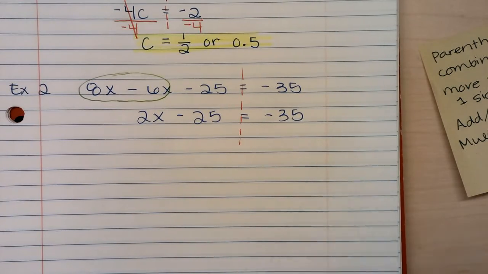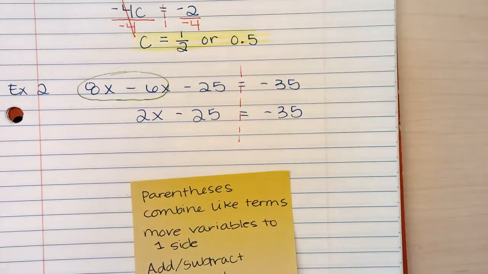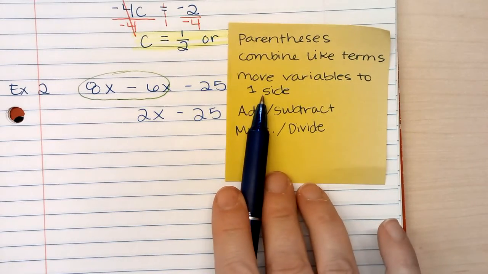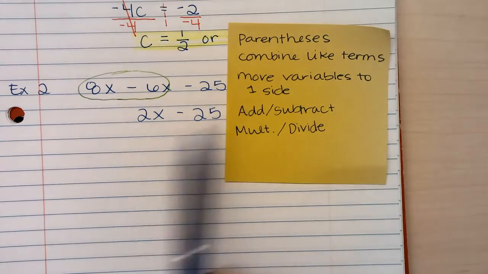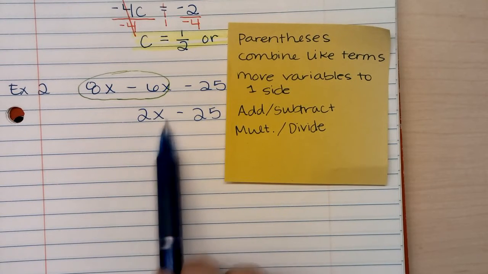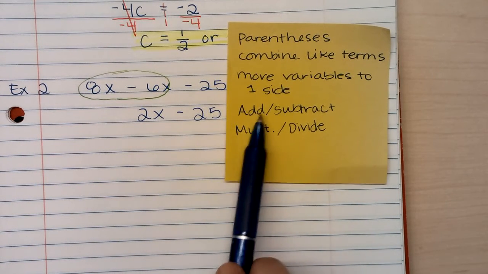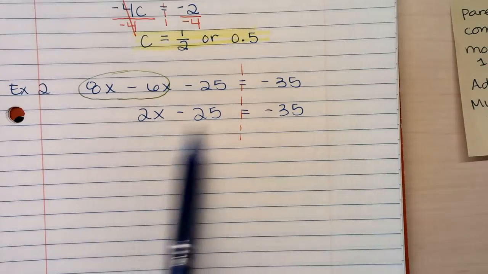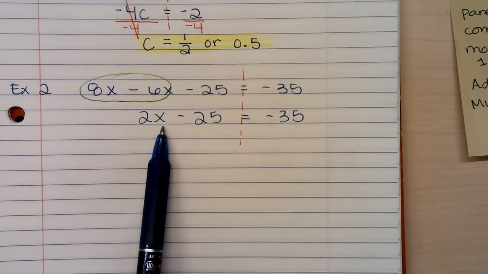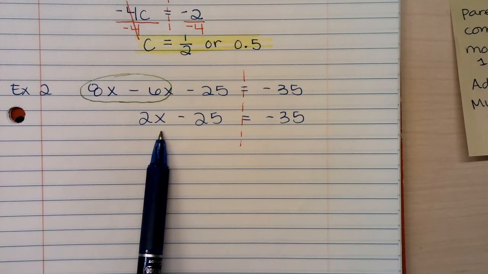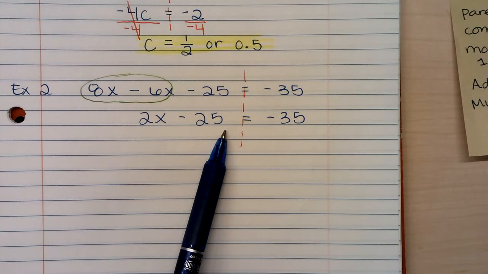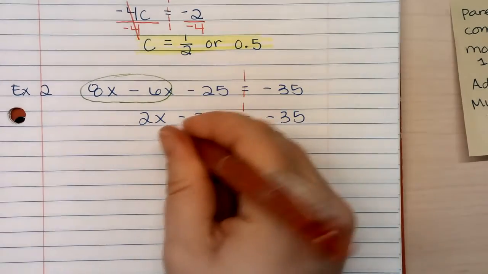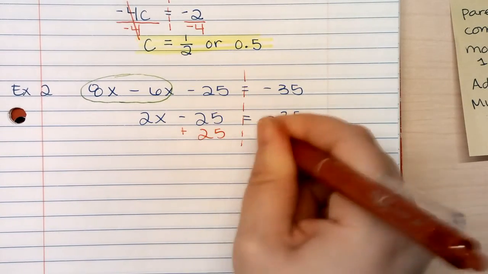All right, now I'm on my next part of the checklist. Moving variables to one side is our next lesson, so we don't have that yet. We just have x on one side of the equation. So we need to add or subtract and then multiply or divide. Remember, we're trying to get x alone and isolated and solve for it. So we need to start with what's furthest away and peel away those layers. If I have a negative 25, I need to add 25 to both sides.